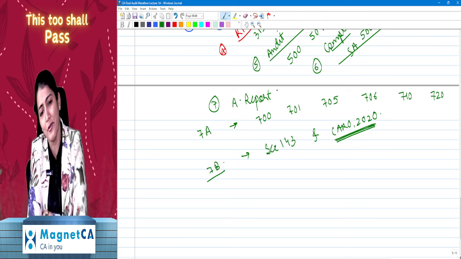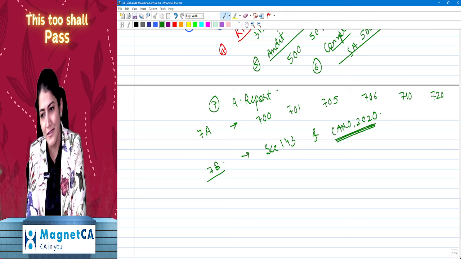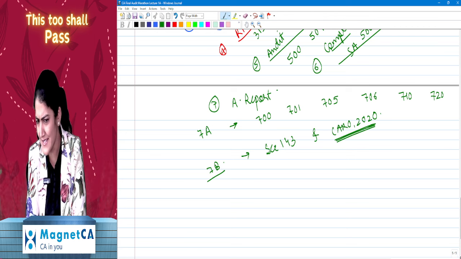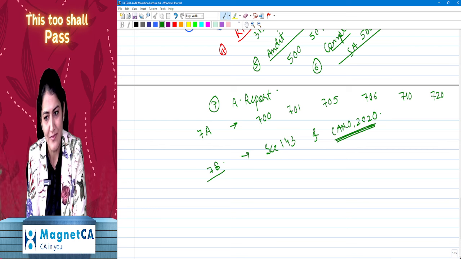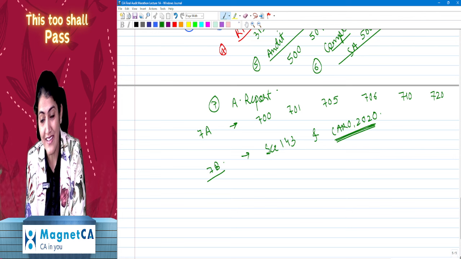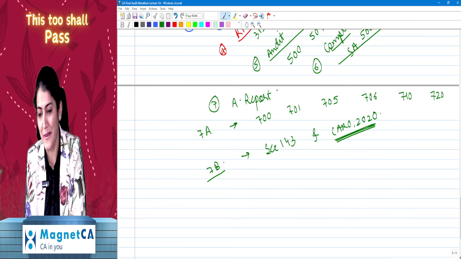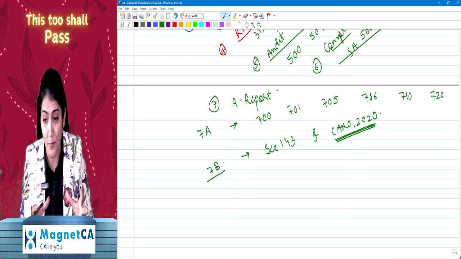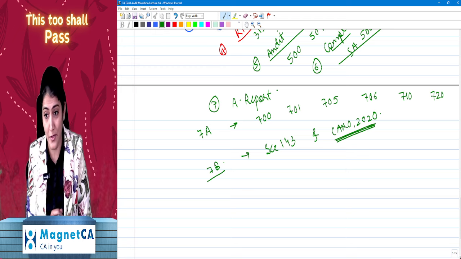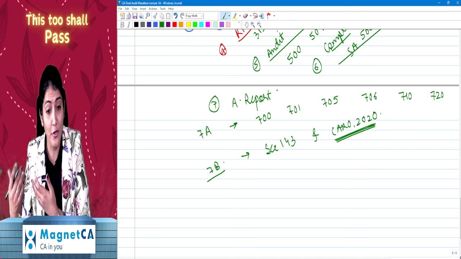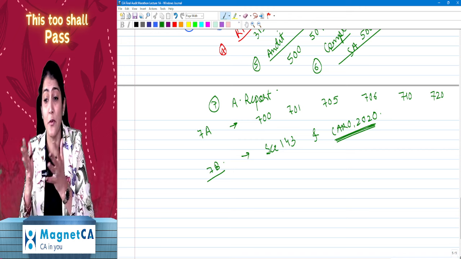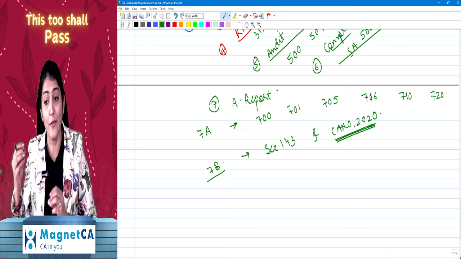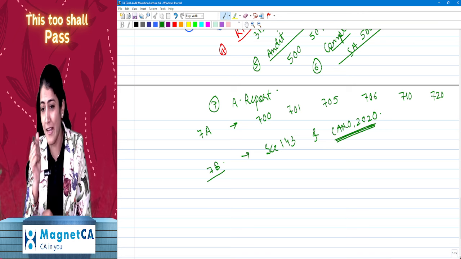Do you know clause 7 of CARO? What is clause 7? Oh, clause 7 is fraud. Yes, clause 7 is regarding statutory dues, whether the company is regular in depositing the undisputed statutory dues, and those which are outstanding for a period of more than 6 months, and then disputed statutory dues, the amount involved and the forum where the dispute is pending.